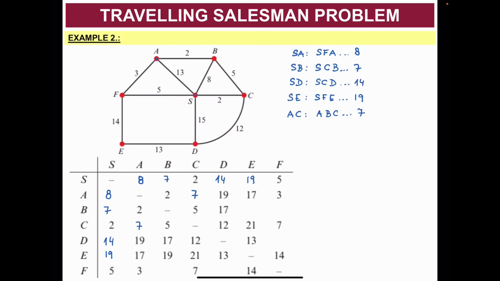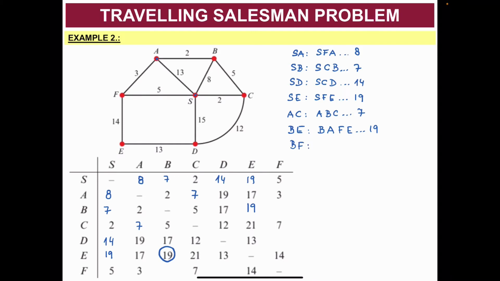Then the next one is BE that is missing, BE. But you can see here BE is 19, so it must be 19 as well here. And if you want to find a route, you have to find out the one that is 19 units long. So in this case, it would be B, A, F, E. That's 19.